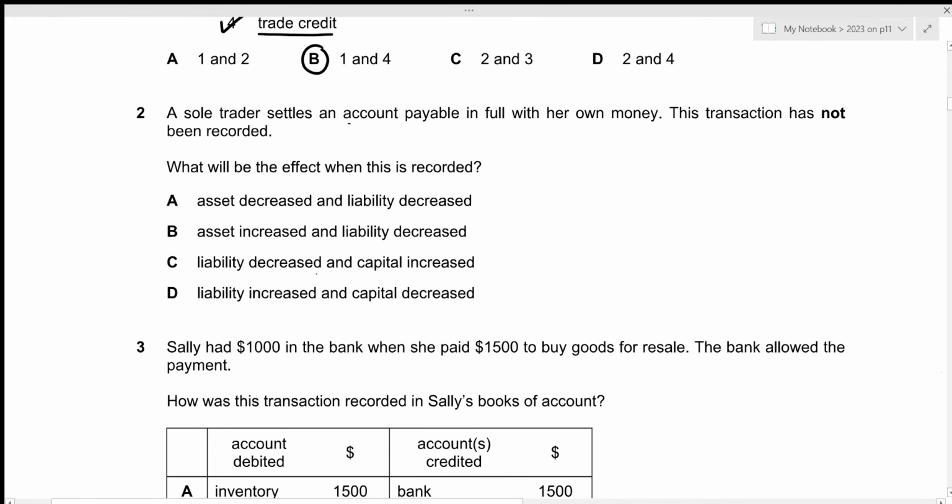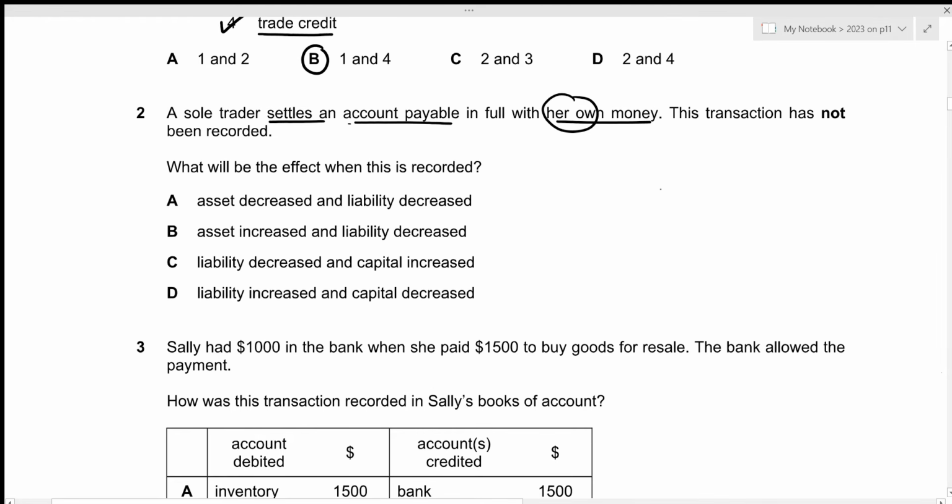Okay. Now for the second question, a sole trader settles an account payable in full with her own money. Okay, so her own money, meaning that this is not the business's money, right? This is her own personal wealth. And this transaction has not been recorded. Now what will be the effect when this is recorded?